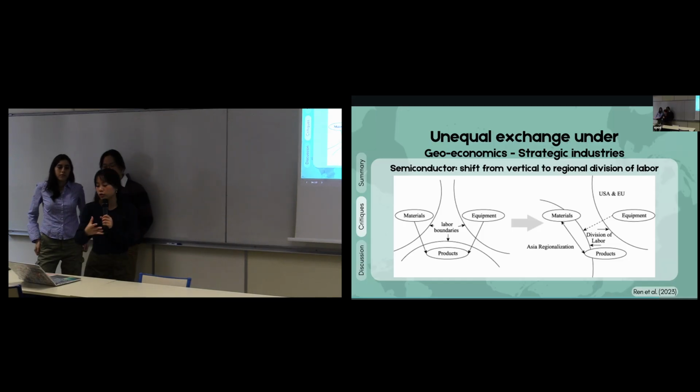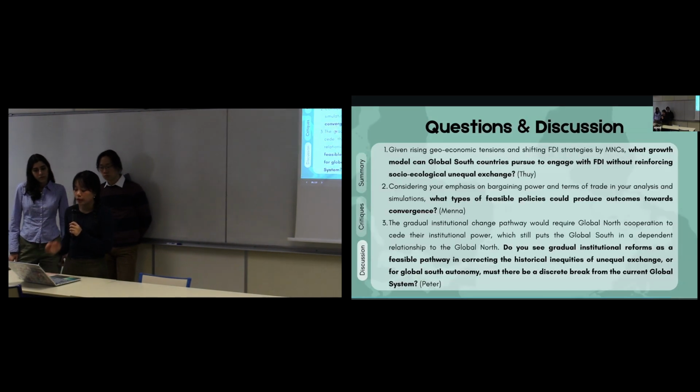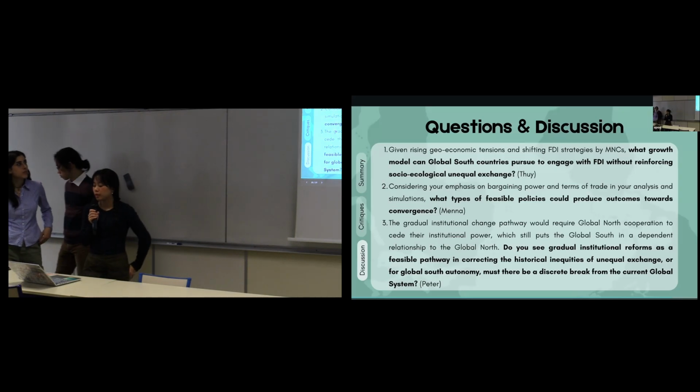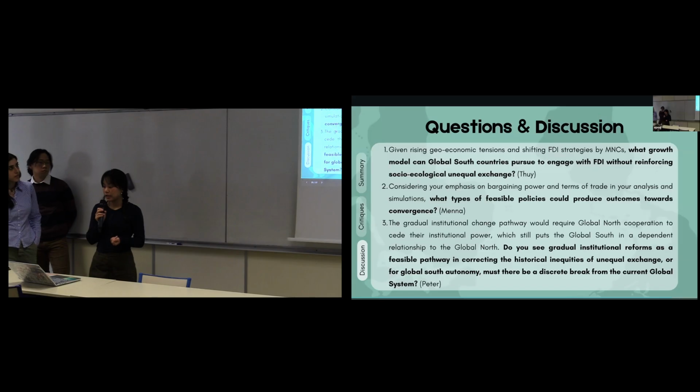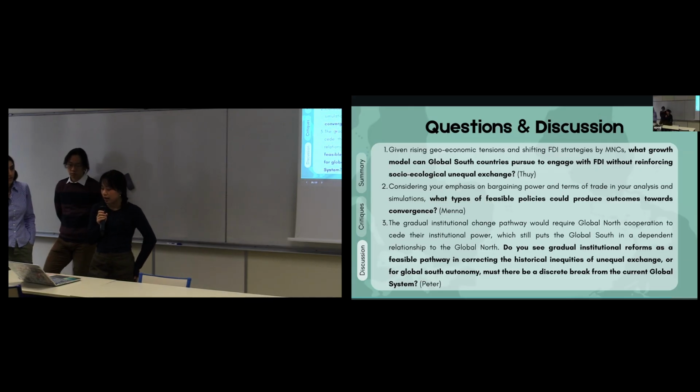So to conclude all the parts that I want to bring here, the problem of unequal exchange is much broader and so much influenced by many factors. So our first question here will be: what growth model can the Global South, or low and middle income countries, pursue to engage in FDI without continuing social ecological unequal exchange? It's a very broad question, but from my point of view, I would say to invest in human development policy.